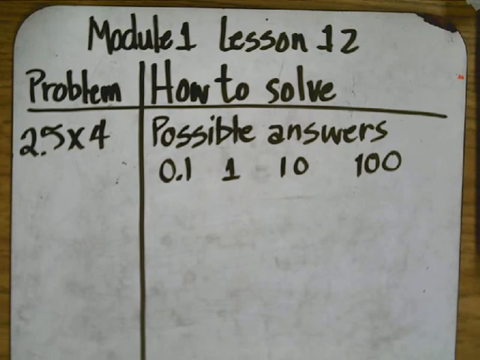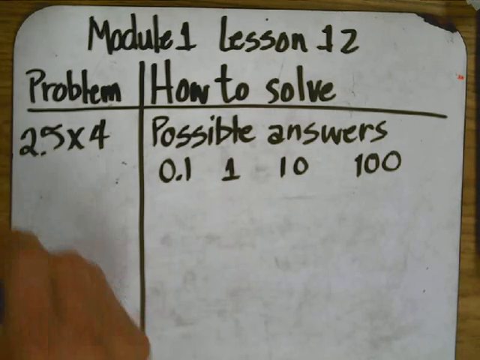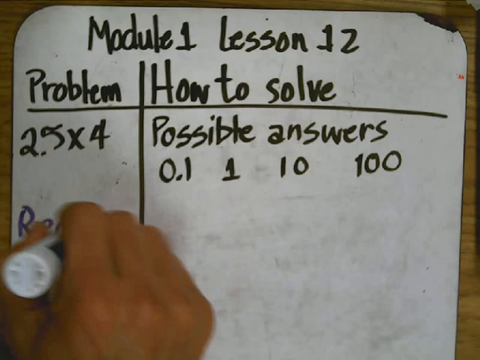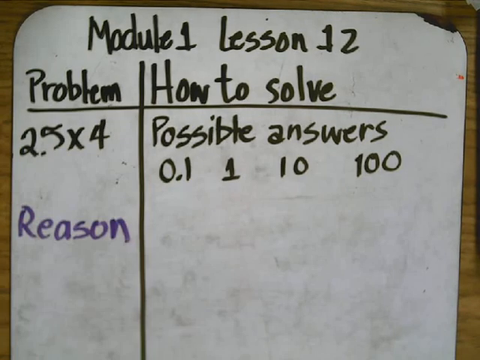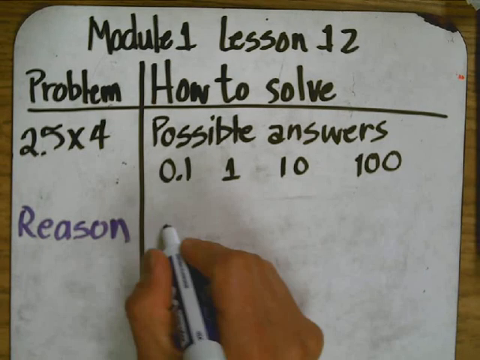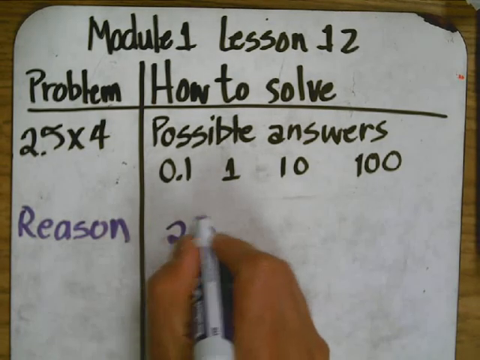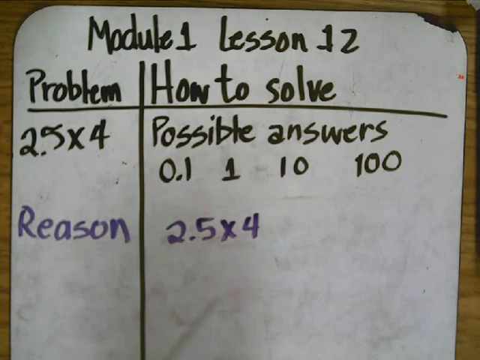Okay my friend, this problem is module 1 lesson 12. This is Eureka Math, and our goal is to reason which of these answers is the answer without actually solving the problem. So let's write the word reason here. Basically, reasoning means you have to use rounding. That's what I do. Let me show you what I'm talking about.